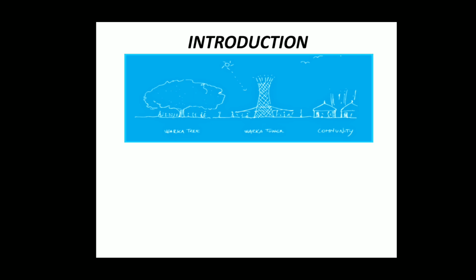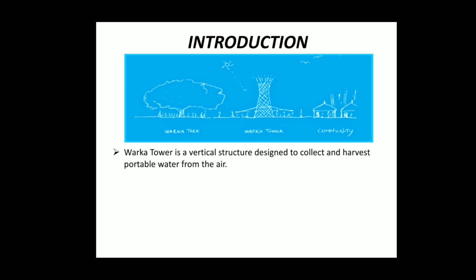A Warka Tower is a vertical structure designed to collect and harvest potable water from the air, providing an alternative water source for rural population that face challenges in accessing drinkable water. As you all can see there, the canopy creates a shaded social space where the community can gather for education and public meeting. The name of the Warka Tower comes from the Warka tree, which is giant wild fig tree native to Ethiopia.